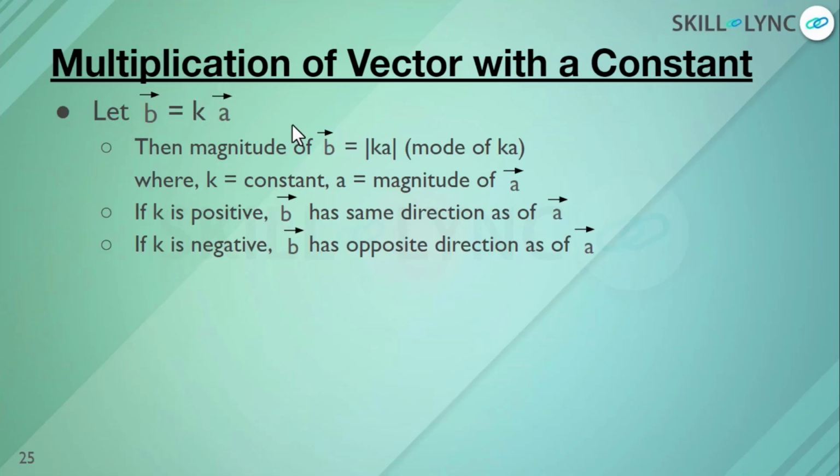The next thing we are going to learn today is multiplication of a vector with a constant. Let vector B be equal to K times vector A, where vector B is a general vector that has been multiplied by K. Thus, the magnitude of B is equal to the modulus of K times A, where K is a constant and A is the magnitude of vector A. So, we can say that if K is positive, vector B has the same direction as vector A, and if K is negative, vector B has the opposite direction to vector A.